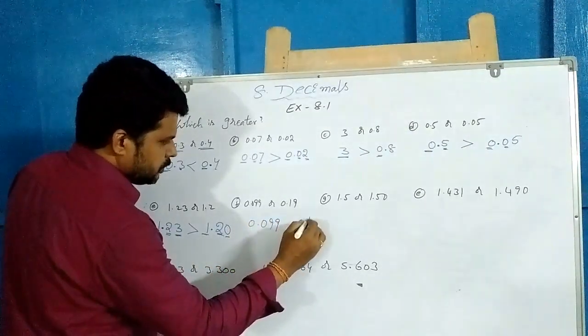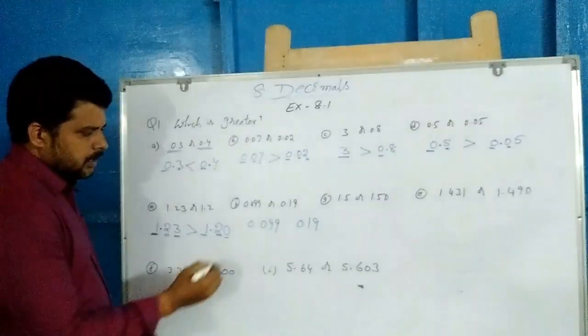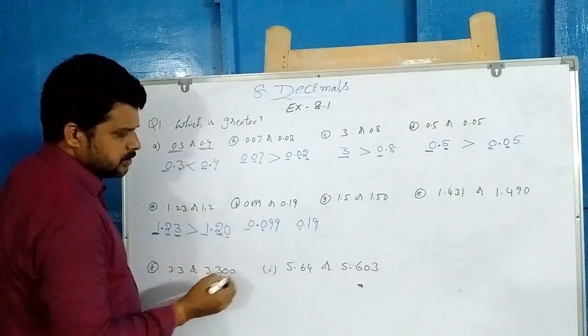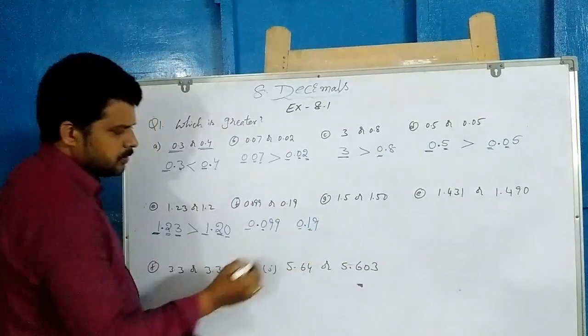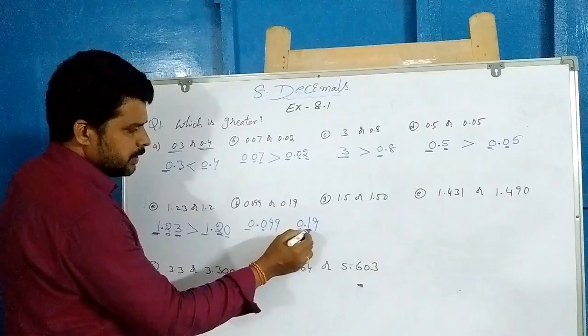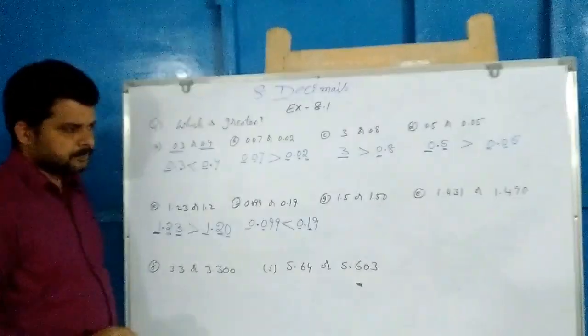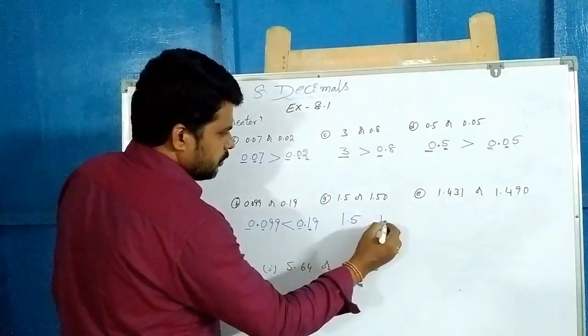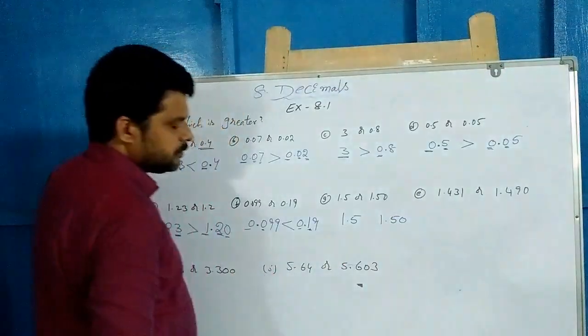0.099 and 0.19. The whole number part is equal. The decimal part's first value is 0, here the first value is 1. Comparing 0 and 1, 1 is the bigger one. So less than. Next, G sum: 1.5 and 1.50.